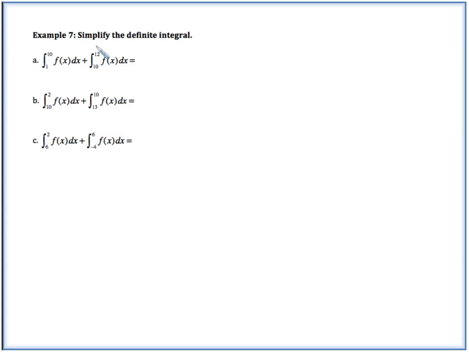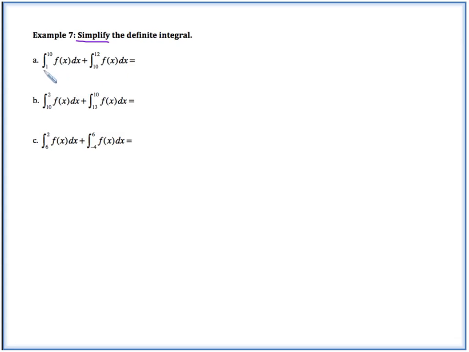Alright, in our next example, we want to simplify the definite integral. So notice it doesn't say evaluate. We're just looking to simplify. So now we want to take those properties and see if we can rewrite this as a single definite integral. So we're going to go backwards a little bit and combine these.